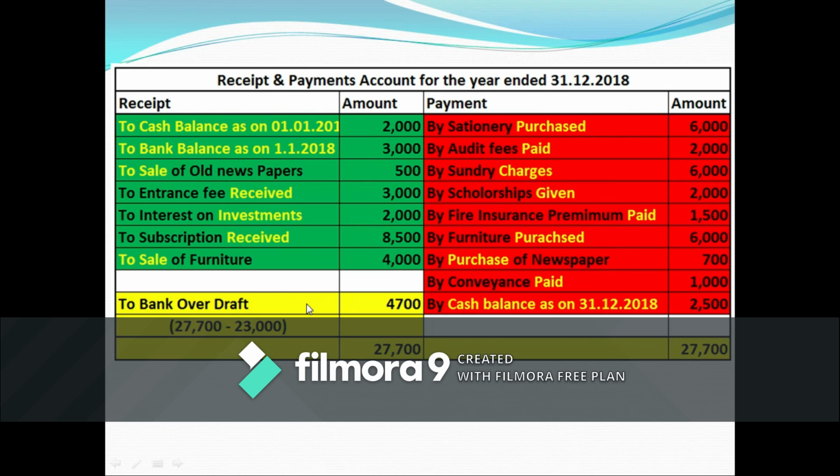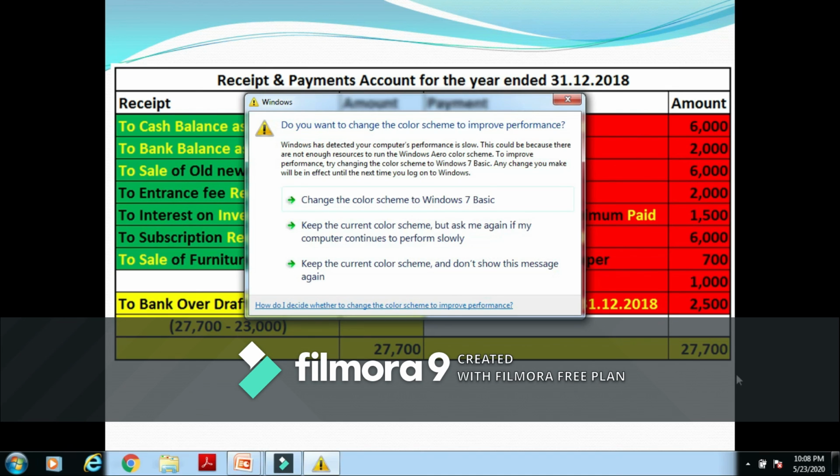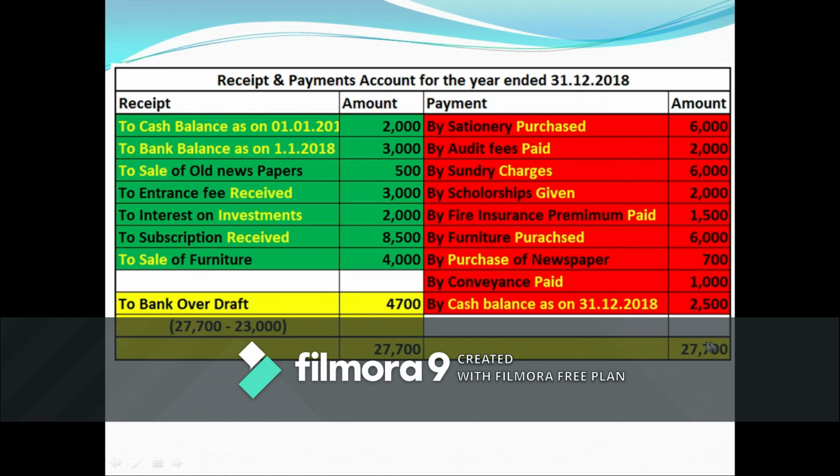Next step, we find out the total of payment and the total of receipt. So total of payment 27,700. The total of receipt 23,000. The balance amount, here balance amount is on the receipt side. That's why here mentioned as bank overdraft. Bank overdraft.